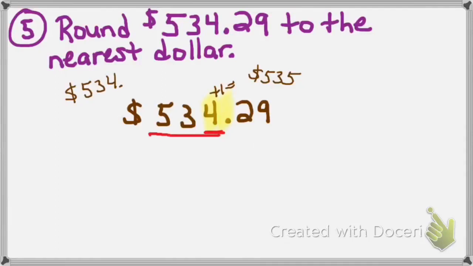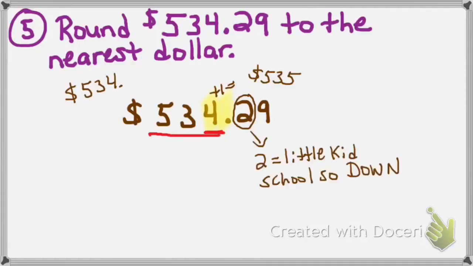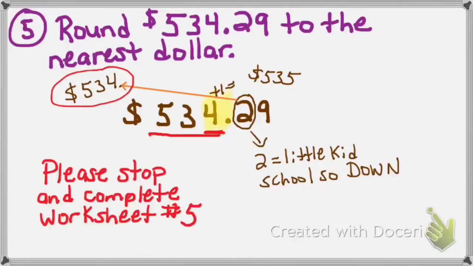I circle the digit to the right of the underlines, which is a 2. Remember, if it's a 0, 1, 2, 3, or 4, it rounds down. A 5, 6, 7, 8, or 9, it rounds up. This is a 2, which is in the little kid school, so this number will round down. So the 2 tells me I round down to $534. Please stop the video and complete worksheet number 5 right now.